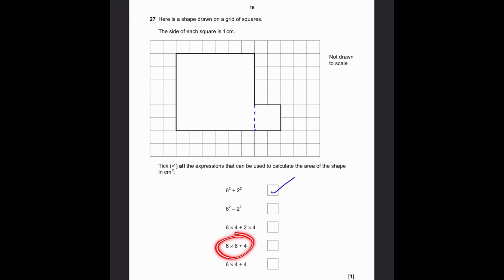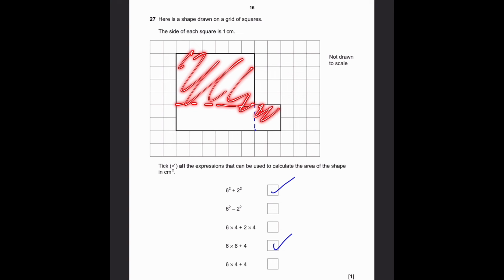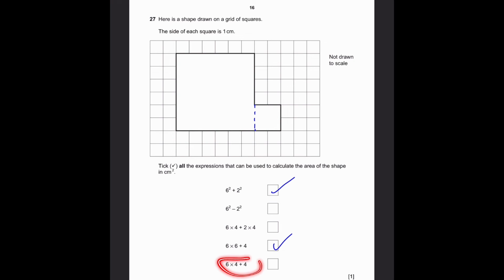Now 6 times 6 plus 4. Well, the area of the square will be 6 times 6. And the area of this square will be 4. So this calculation works. 6 times 4 plus 4. Well, since we know 6 times 6 plus 4 works, 6 times 4 plus 4 will definitely not work. As a representation on the diagram, this will be 6 times 4. And then we add 4, we'll add this. Where do we get the remaining space over here? We won't get it if we use this calculation. So these two are the answer.